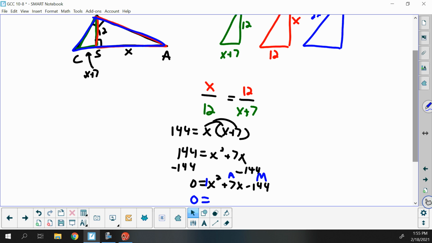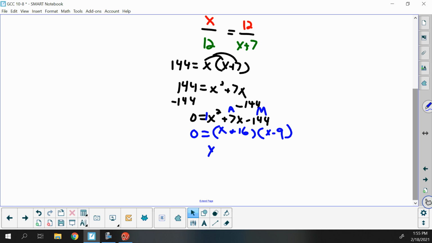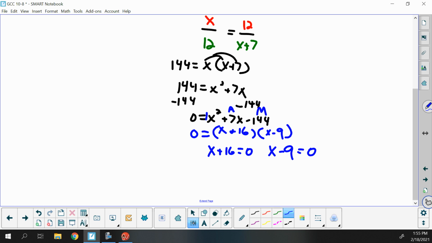So this is going to be 0 is equal to x plus 16 we saw, and x minus 9. Then we set them each equal to 0. And then we're going to solve. We'll subtract 16, we get x equals negative 16. Add 9, and we get x equals 9.